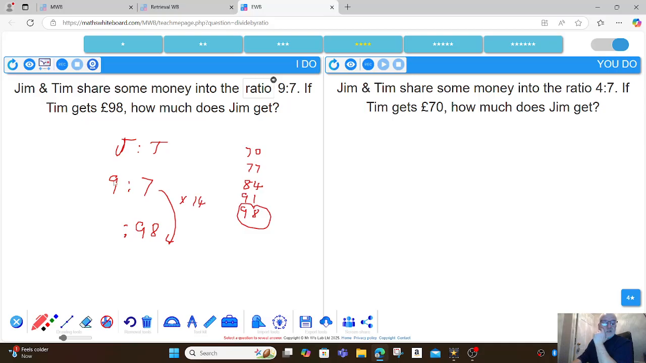And I do the same thing on the other side. 9 times 10 gives me 90. 9 times 4 gives me 36. And add them together is going to give me 126. So he gets £126.